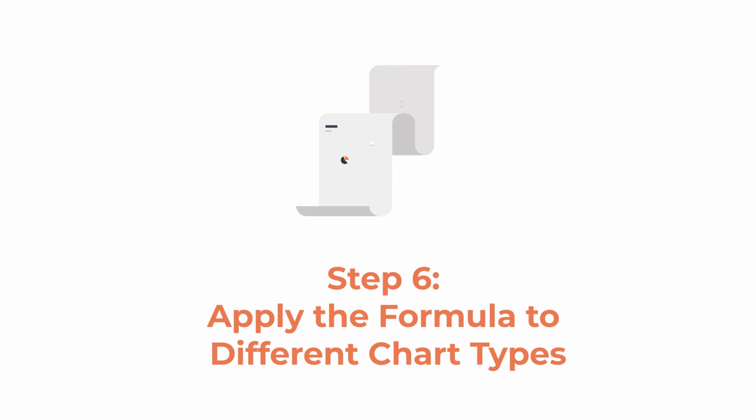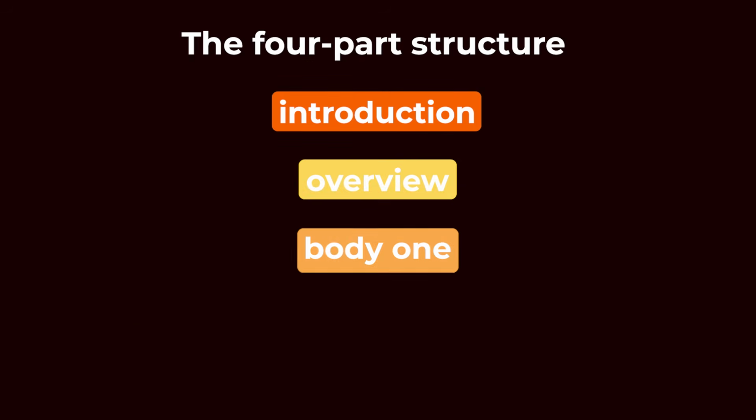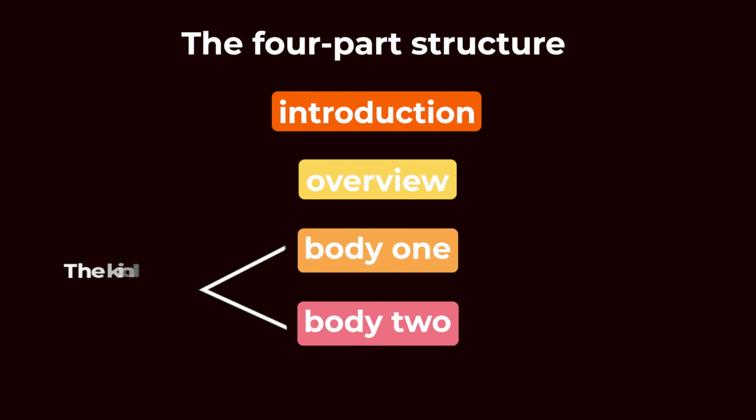Step 6 is about applying the formula to different chart types you might see in the test. The 4-part structure covers the introduction, overview, body 1 and body 2. This framework remains consistent. What primarily changes is the kind of language you use in the body paragraphs.